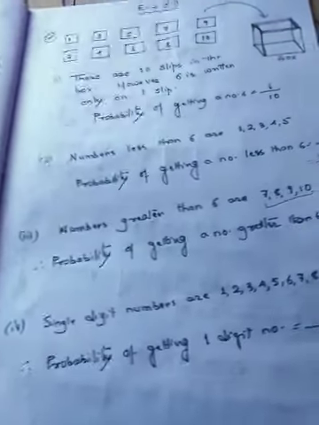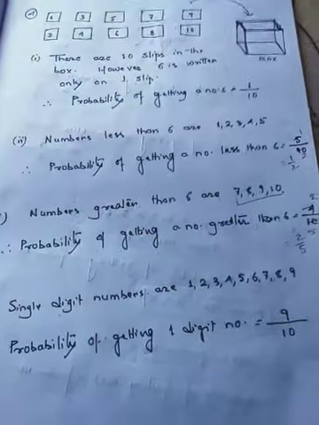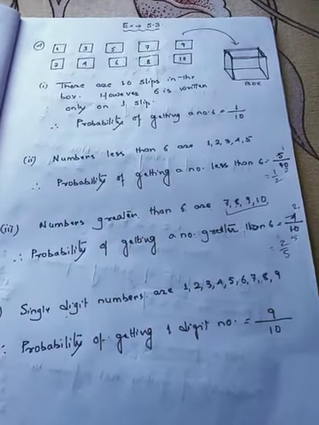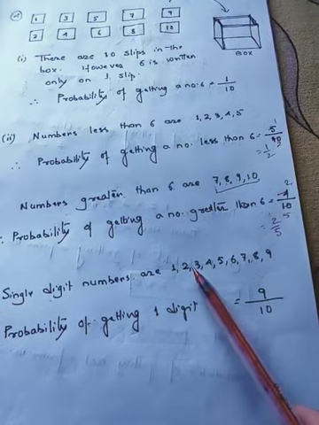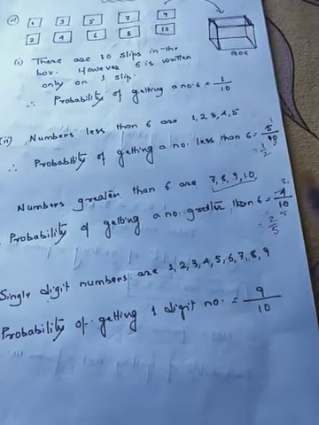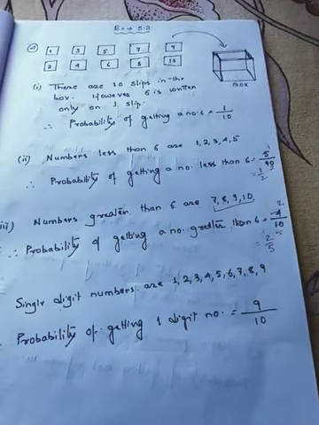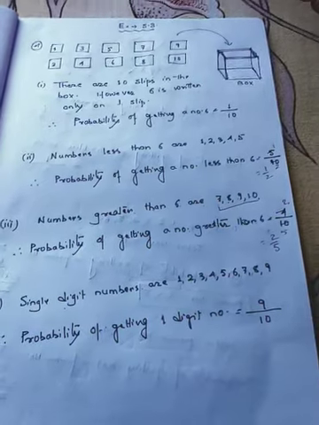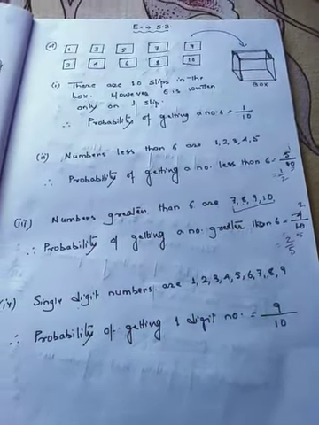Okay. Now question number 4: single digit number. How many times will you get single digit numbers? So first you have to see how many single digit numbers there are. The single digit numbers are 1, 2, 3, 4, 5, 6, 7, 8, 9. So how many single digit numbers are there? 9. So when you pick all the slips from the box one at a time, how many times will you find a single digit number coming? It is 9 times.